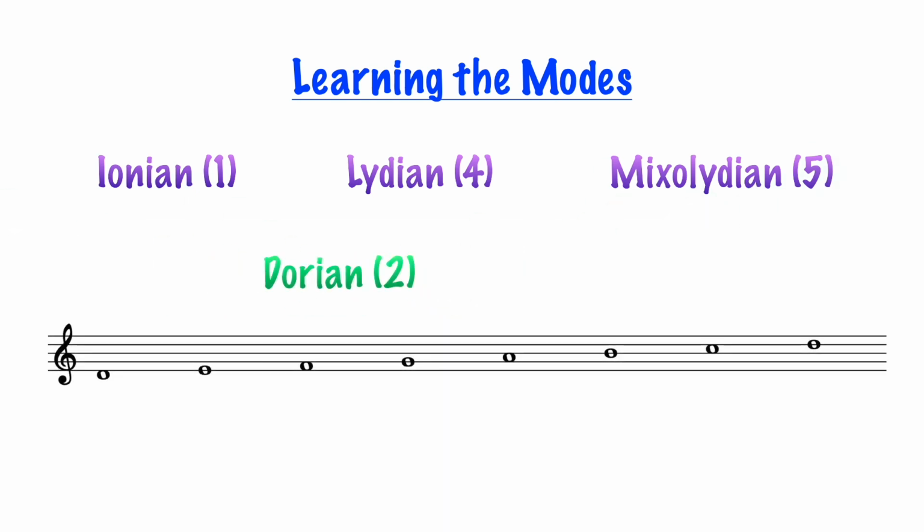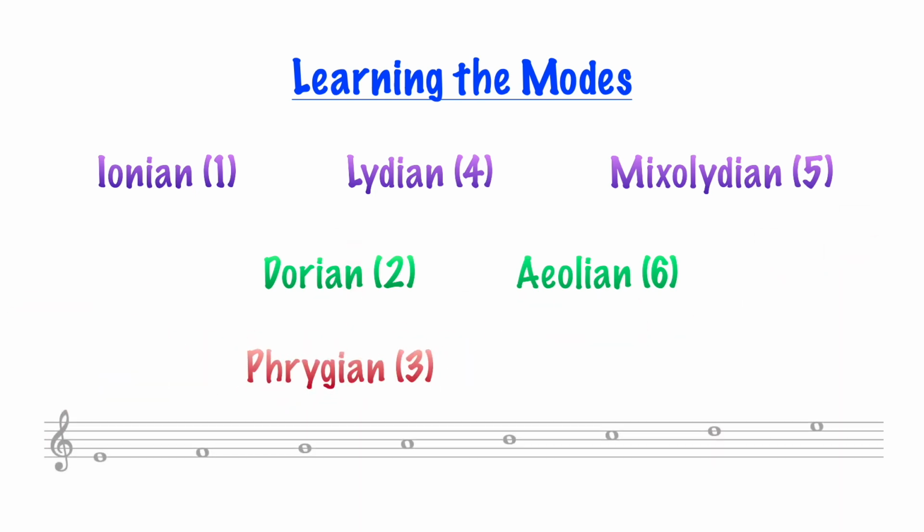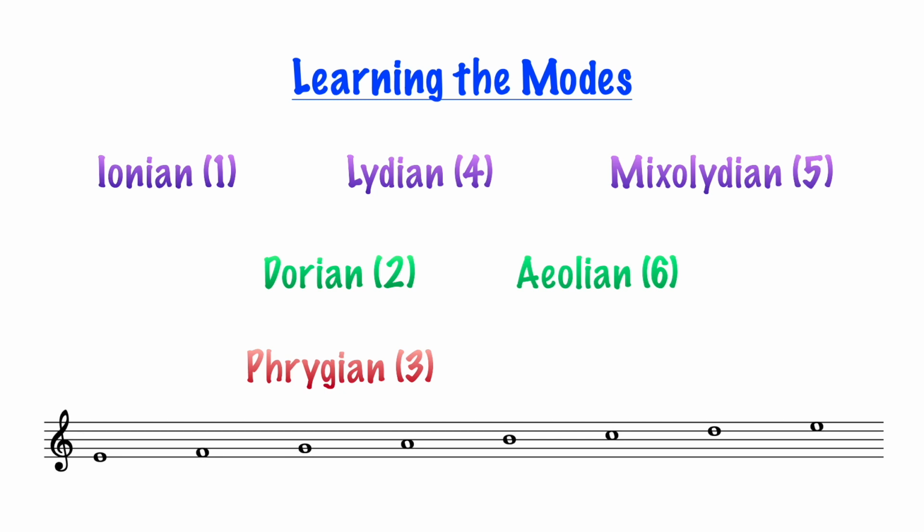Another example, D Dorian is from D to D. I chose D Dorian as an example just because there are no sharps or flats. It will look easier. But the principles apply to all keys. D Aeolian is similar, but with B flat. Last group is E Phrygian, and E Locrian with B flat.